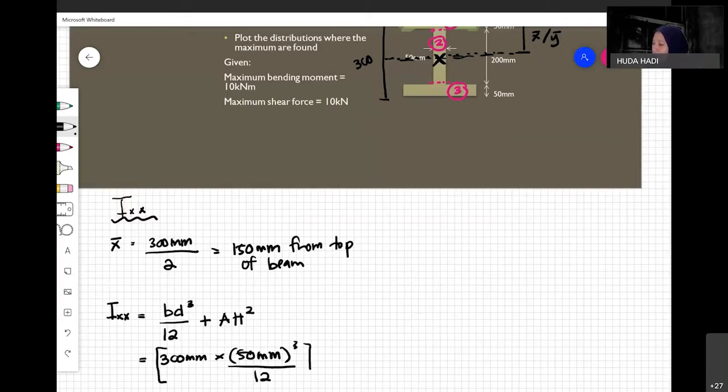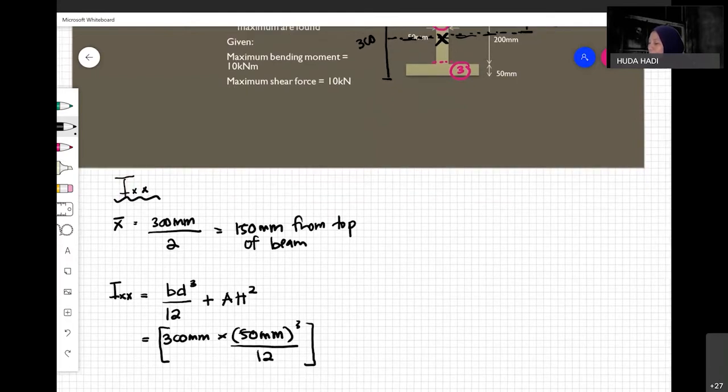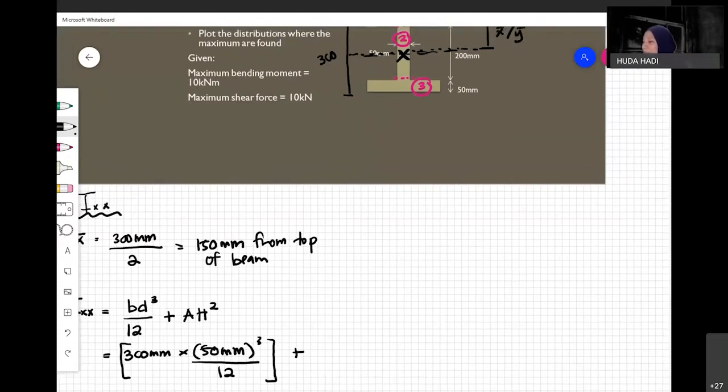BD cube over 12. Right, and then the A, okay. So A is easier if we calculate separately, but if you want to calculate it together in this one, it's up to you. I like to calculate separately. Up to you. Area 1 is how much?